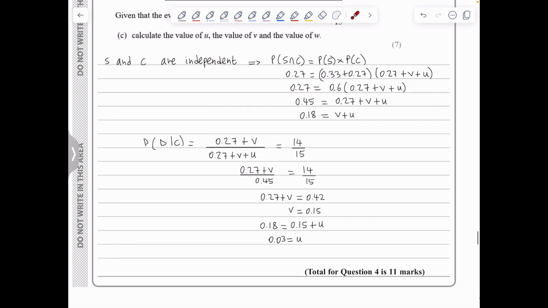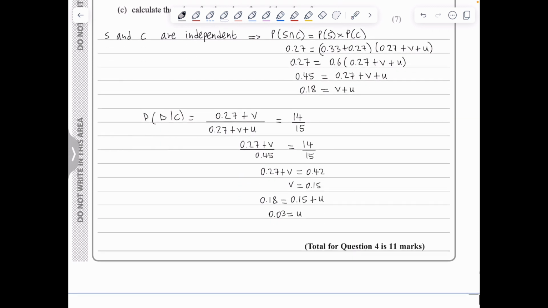So if I add everything, this means that I've got W plus 0.33 plus 0.27 plus V plus U is equal to 1, which means I've got W plus 0.33, where the 0.27 plus V plus U is 0.45, so plus 0.45 is equal to 1, which leads to W being 0.22.